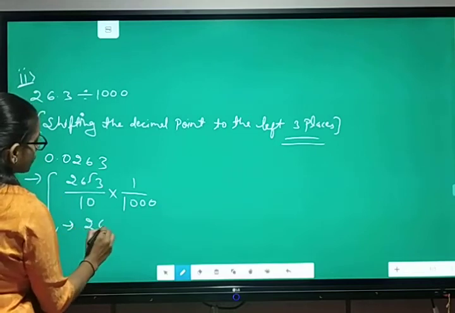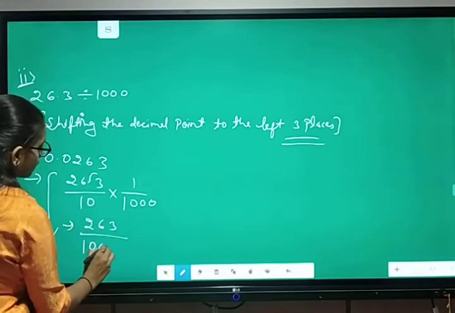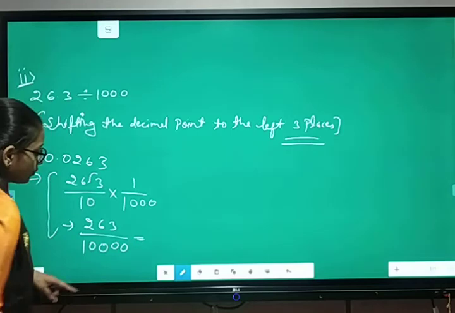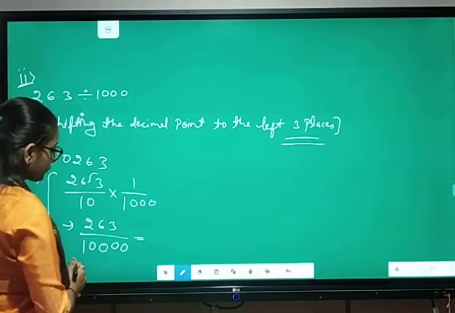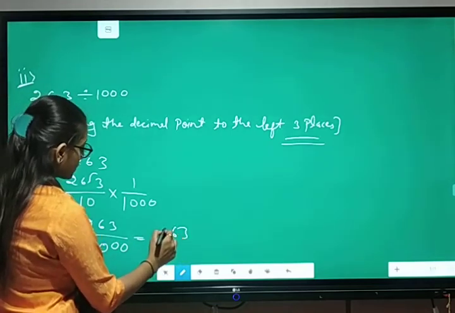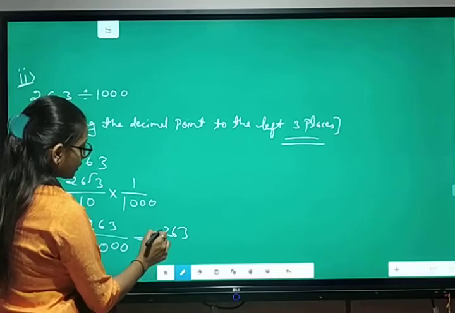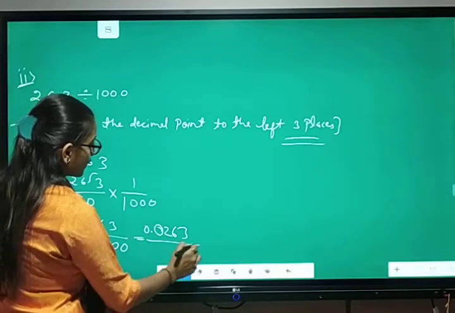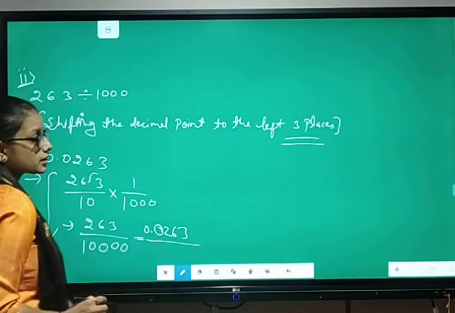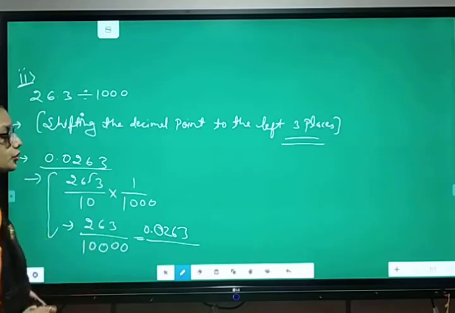Solution is remove the point, denominator is 10, reciprocal the second fraction, and 263 divided by 10,000. So point will be put before 4 digits. So answer will be same, 0.0263.